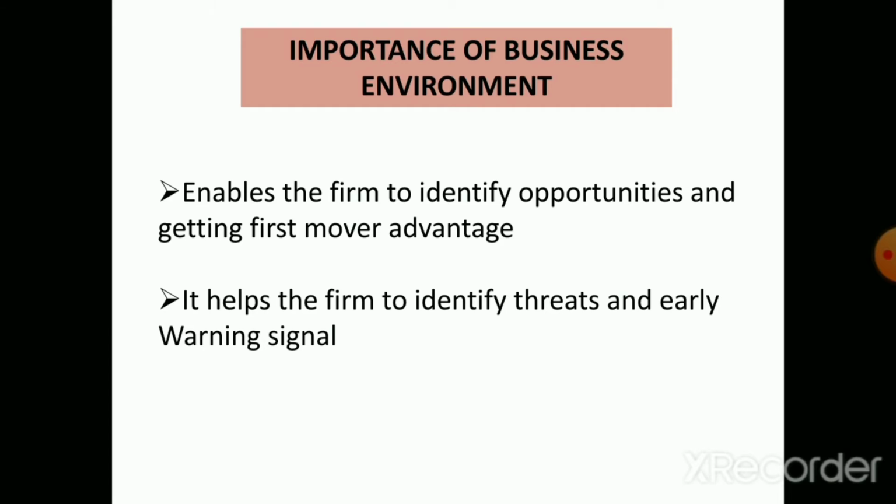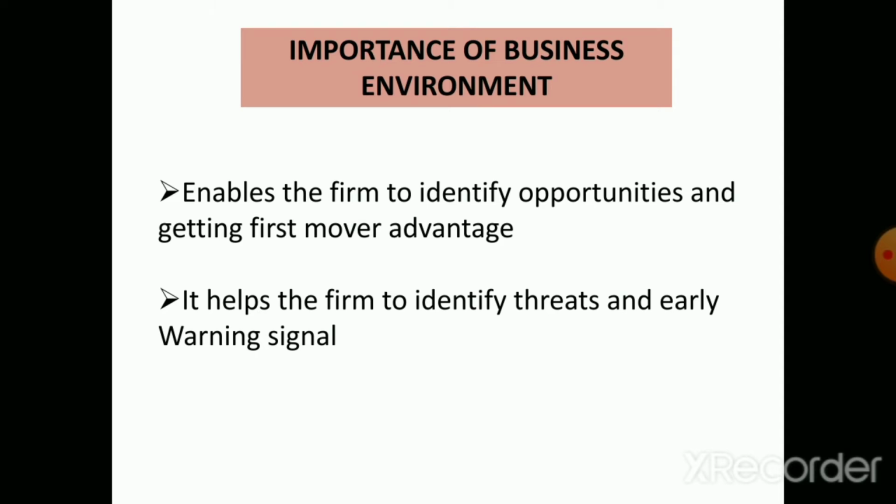The second importance is that business environment helps the firm to identify threats and early warning signals. This means the businessmen who are able to scan the business environment, or understand it on time, get a warning signal to deal with the negative policies of the business environment. For example, the Maruti Udyog company got the information that more foreign car manufacturers were going to set up their business in India. So they took it as a warning signal and started increasing their production capacity.